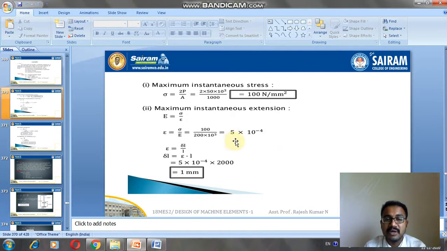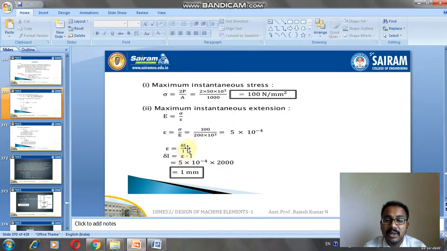Let me write the strain without unit, and we know what strain is, which is nothing but the change in dimension to the original dimension. So the change in dimension, because of the impact axial load, what is the change happening on the particular bar, and it is nothing but the length of the bar.